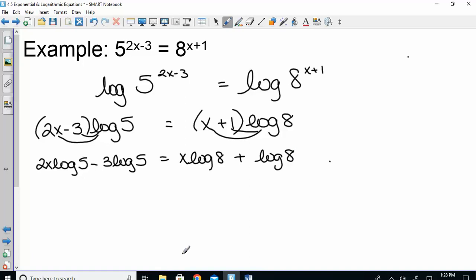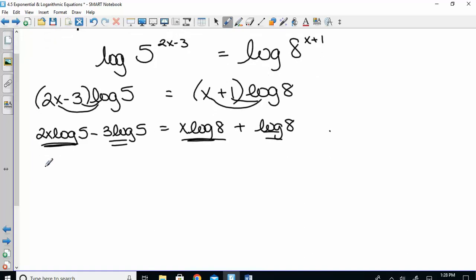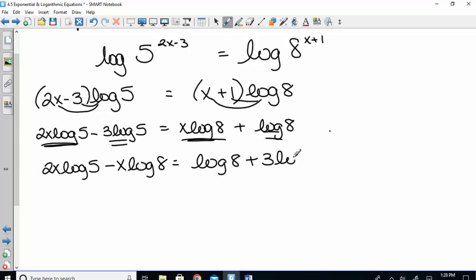I'm trying to get x by itself. I currently have an x here and here, so I want those terms on one side, and these terms don't have x's, so I need them on the other. If it's okay with you guys, I'm just going to do this all in one step. So I have my 2x log 5. I'm going to subtract over the x log 8. Over here we had the log 8, and I'm going to add over the 3 log 5.